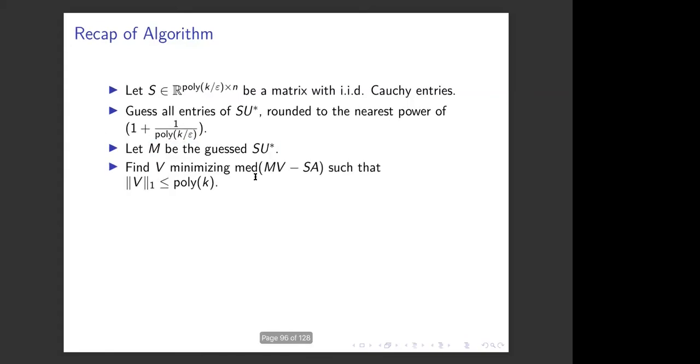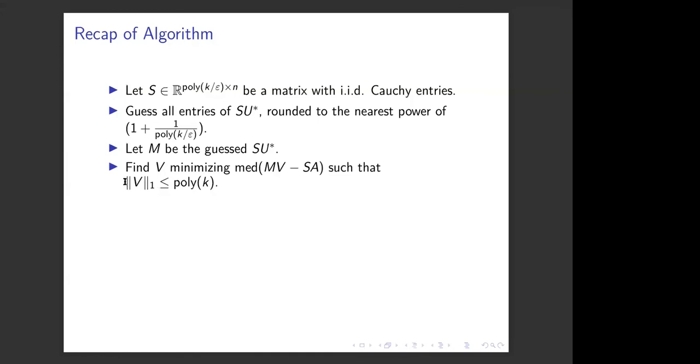So we wanted to find a right factor V so that it minimizes this new version of the median-based objective. Instead of SU star, we have M here, and we want to minimize the median of MV minus SA.